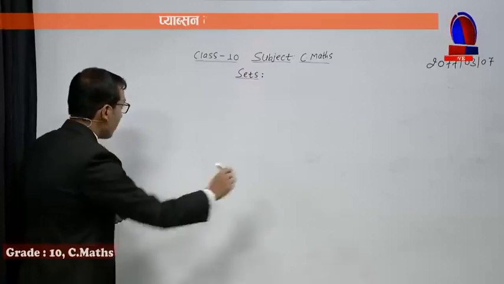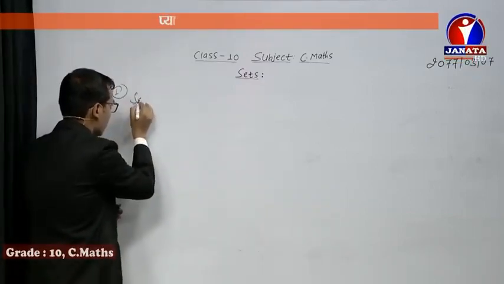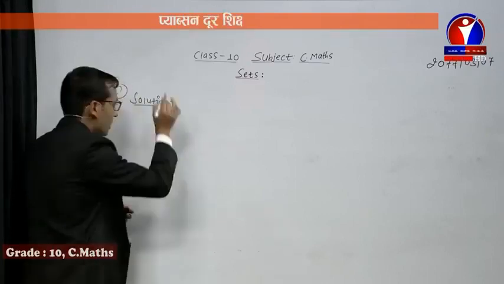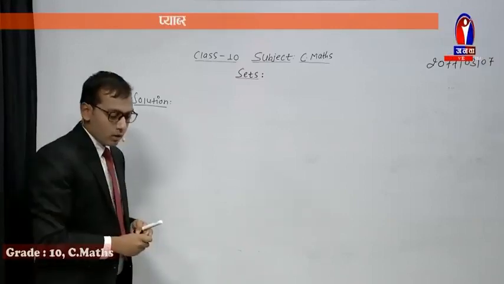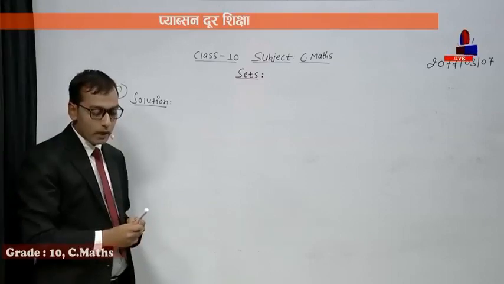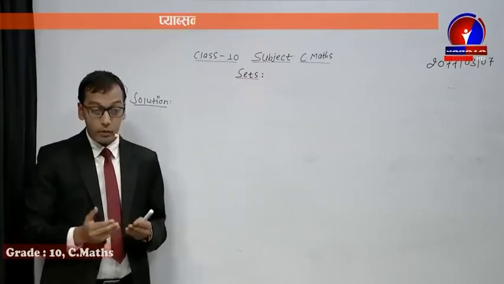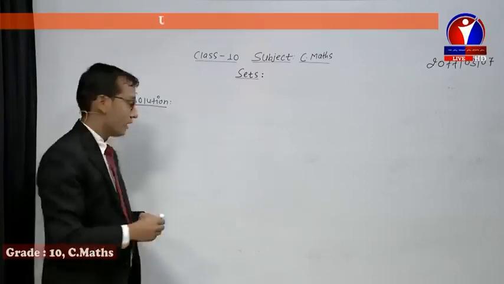Okay, this is question number 1. Let me start solving this question. The question talks about two different items: tea and coffee. What is the total number of students in the class? We have a total of 130 students.